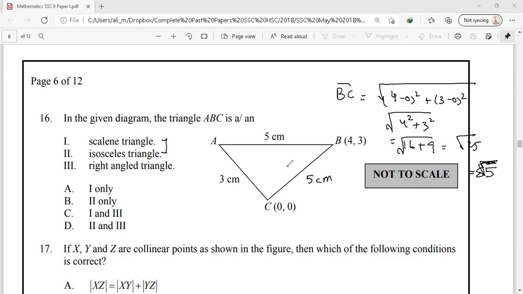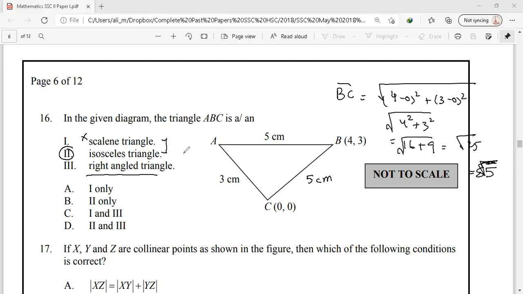So this triangle having two equal sides, that is 5 centimeters and 5 centimeters. So this means that this triangle is an isosceles triangle. Scalene has three unequal sides. So what about the right angle triangle?